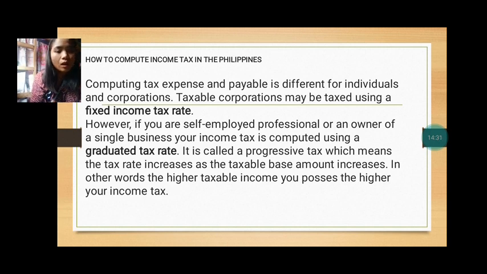However, if you are a self-employed professional or an owner of a single business, your income tax is computed using a graduated tax, and graduated tax is also called a progressive tax, which means the tax rate increases as the payable base amount increases. In other words, the higher taxable income you possess, the higher your income tax.